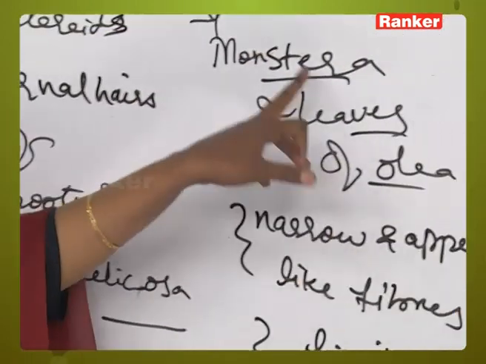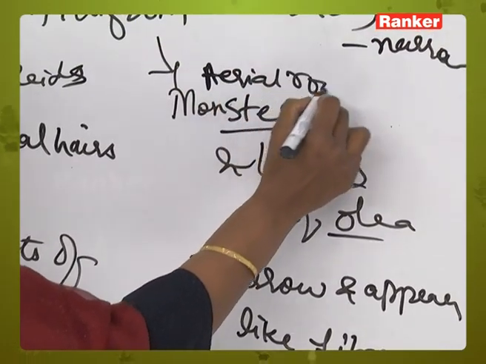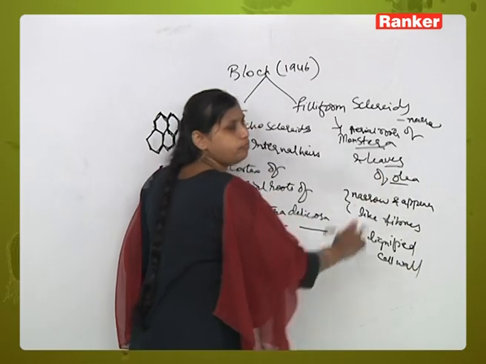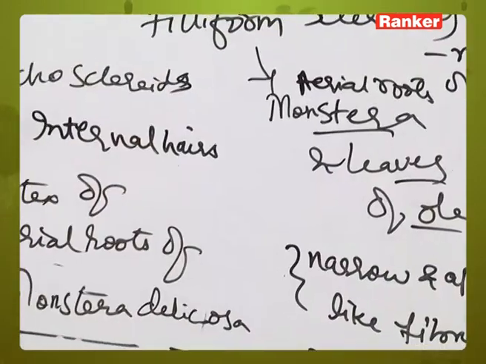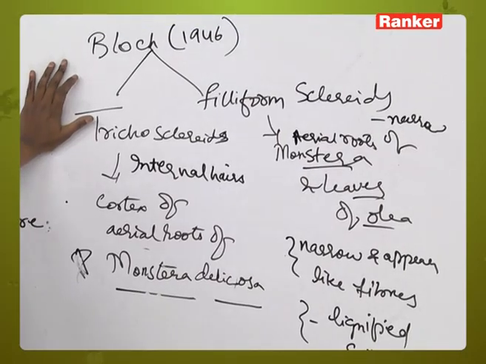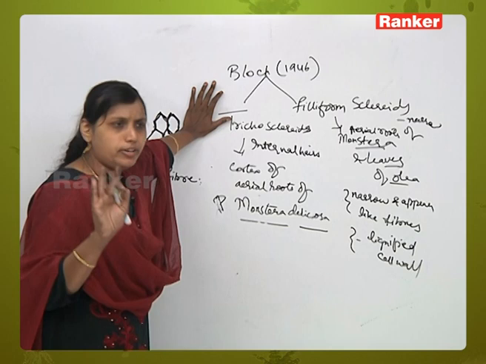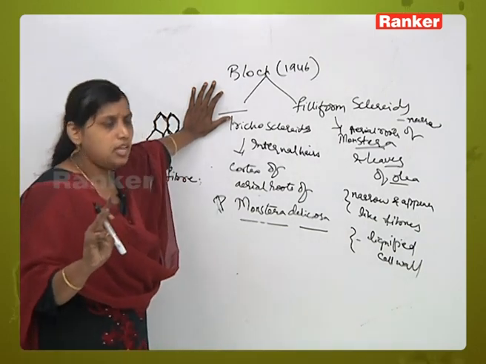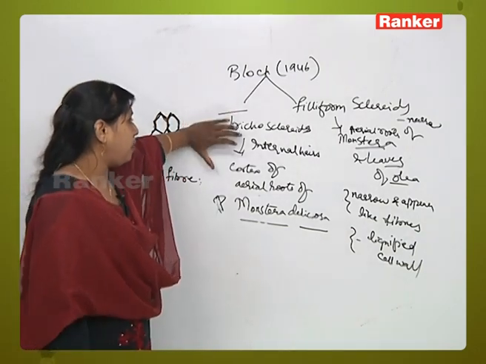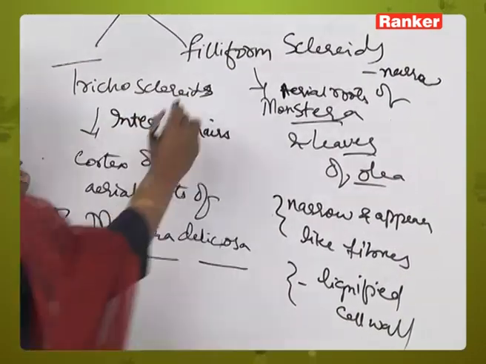Aerial roots of Monstera and leaves of Olea. So, this ends with the sclerites. Sclerites, we have here 2 classifications. Normal sclerites we have studied, what is the structure and composition, and the 4 different types of sclerites given by Rao and Bhatt, and another one type, intermediate type of sclerites given by Bloch. Those are trichosclerites and filiform sclerites.